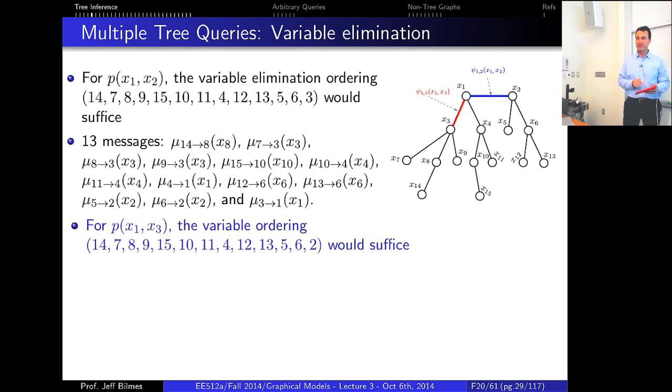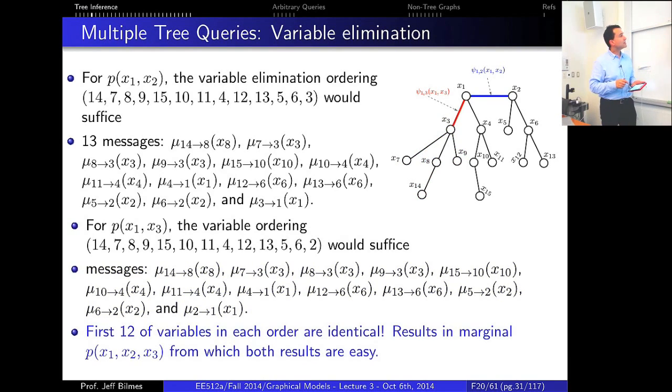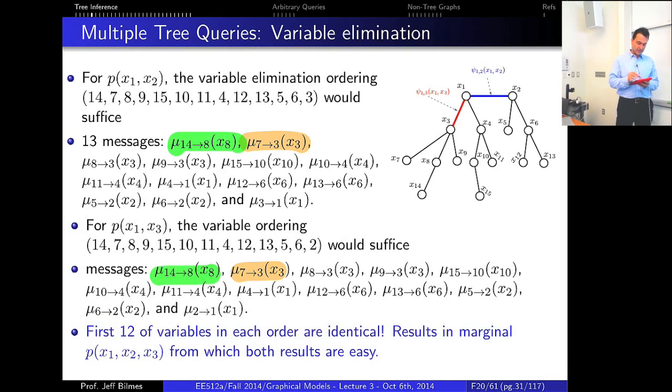Now we want to get the red marginal, p of x1 and x3. And we could do the same thing. We come up with a variable elimination ordering, 4, 7, 8, 9, and so on and so forth. And then we look at the corresponding messages. And we have, again, x14 to 8, x7 to 3, x8 to 3, and so on. Now, have you noticed that a lot of these messages are the same? Look at this. This message is the same as this message. And this message is the same as this message. And so on and so forth. This message is the same as this message.